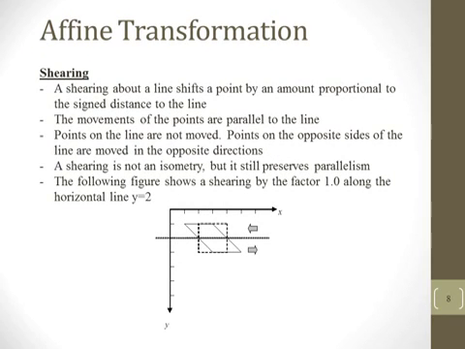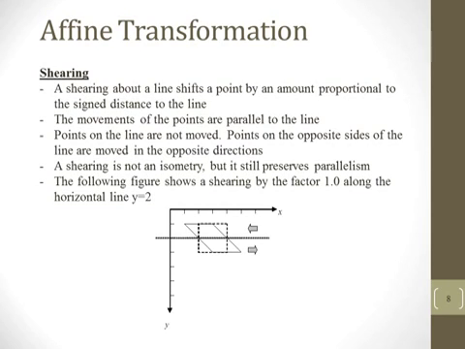Now the shearing. A shearing about a line shifts a point by an amount proportional to the signed distance to the line, as we can see in this figure. The movement of the points is parallel to the line. Points on the line are not moved. Points on the opposite sides of the line are moved in opposite directions, as we can see in this figure.